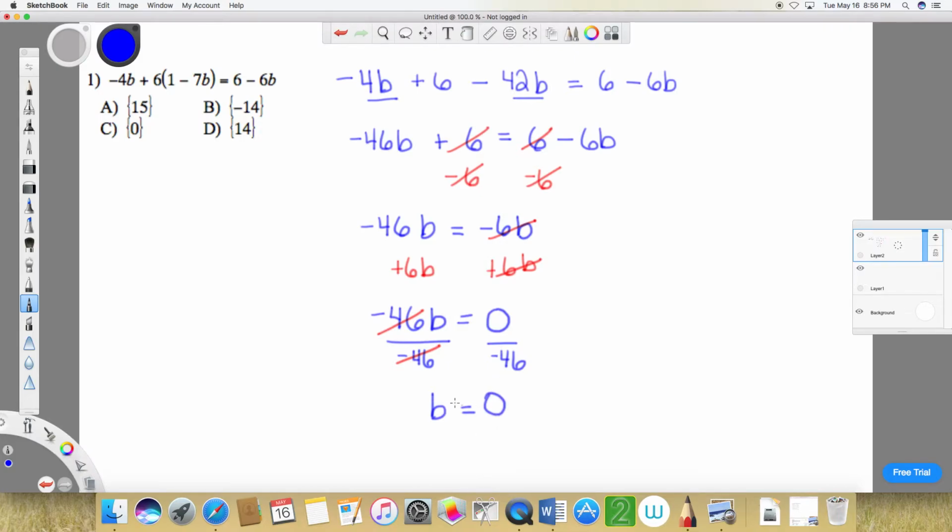So there's our solution. And if you look back at the original equation, you can probably just see that if you substitute in b for 0, this term is 0, this term is 0, this is 0, and 6 times 1 is 6, and on the right-hand side you have 6. So it checks. It's hopefully pretty obvious.